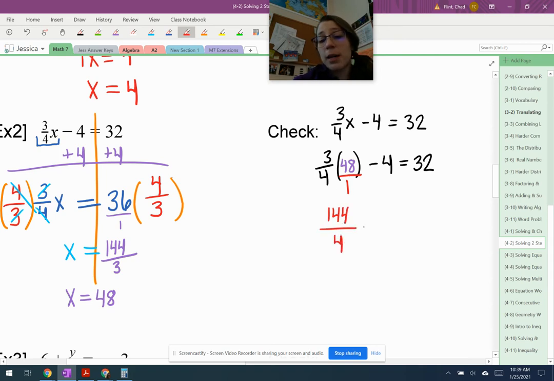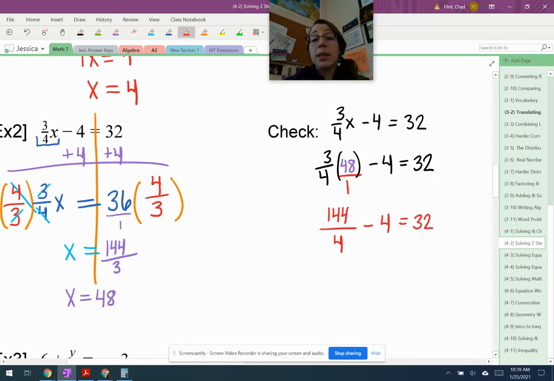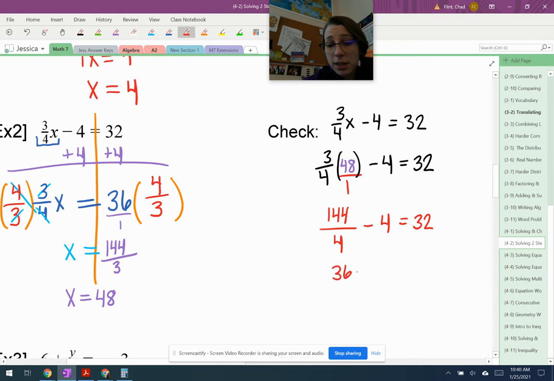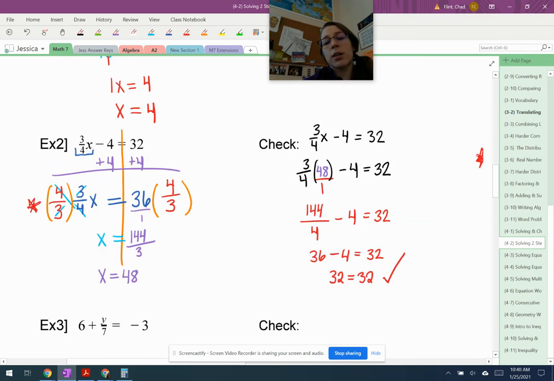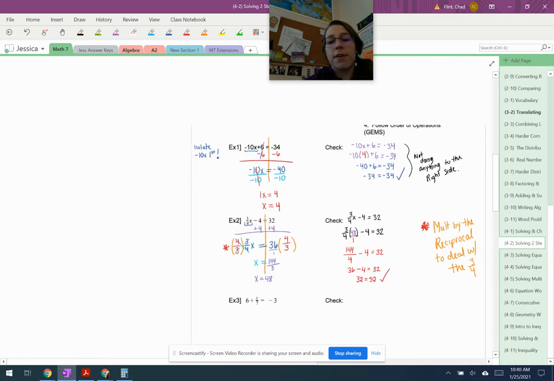4 times 1 on the bottom is 4, minus 4 equals 32. So now at this point, many of you like to try and turn that 4 into a fraction and get common denominators. But again, do the division first. What is 144 divided by 4? You'll find that that comes out to be a nice normal number like 36. And then it's way easier to do the 36 minus 4 than the 144 over 4 minus 4. 36 minus 4 is 32, making that equal to 32, making our check work out and look fabulous.